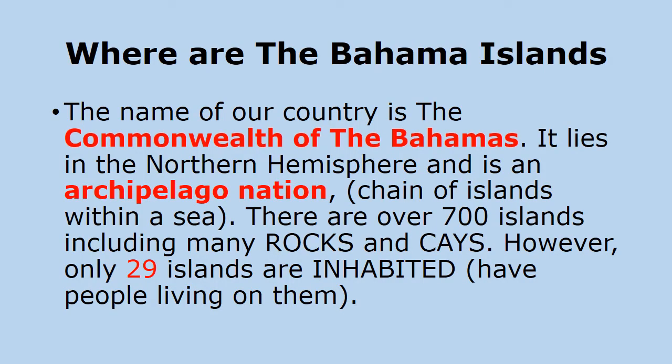Where are the Bahama Islands? The name of our country is the Commonwealth of the Bahamas. It lies in the northern hemisphere and is an archipelago nation, which means a chain of islands in a sea. There are 700 islands, including many rocks and keys. However, only 29 islands are inhabited, meaning have people living on them.